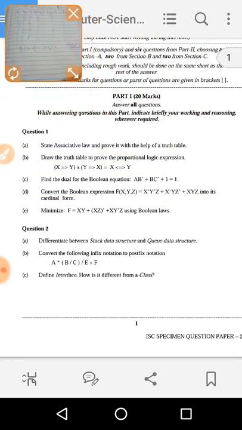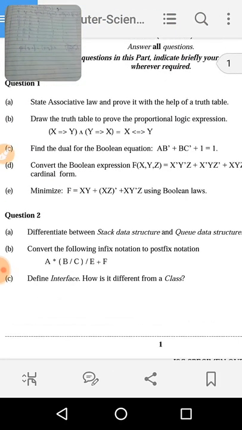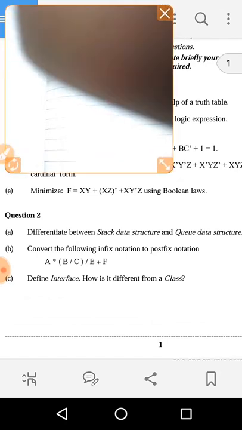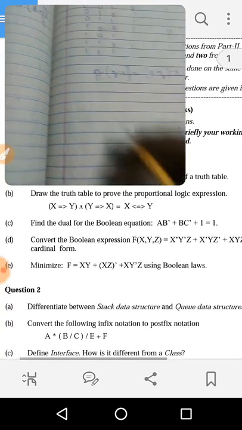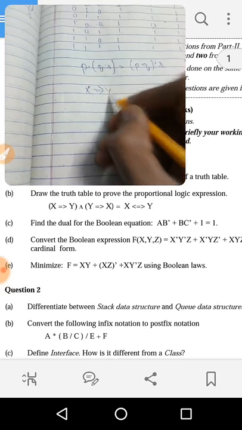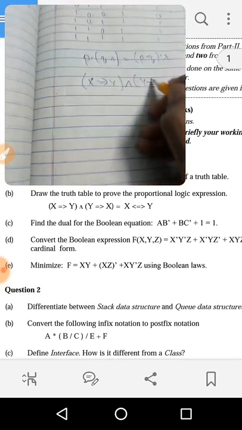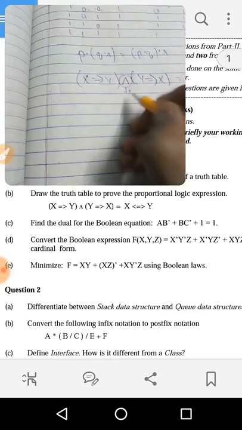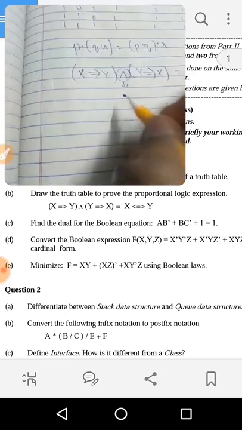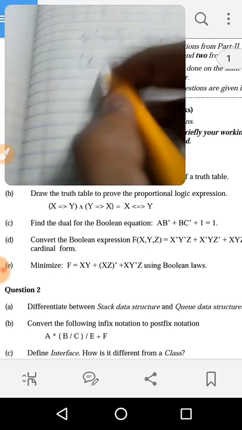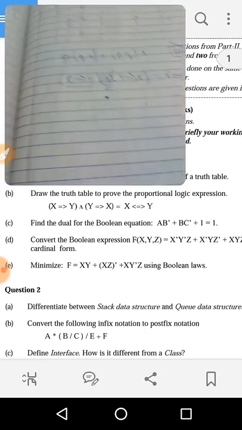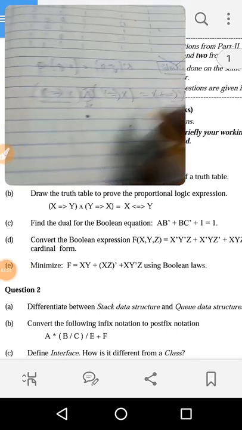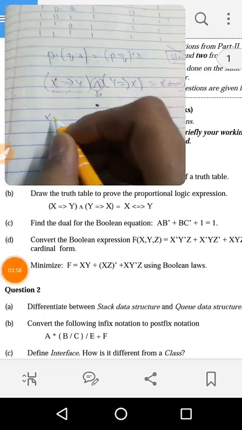Now we're going to see our next question, which is: draw a truth table to prove the propositional logic expression. So I'm going to show you this expression. We have to prove (x → y) ↔ (y → x) equals x. So this sign is OR, and this is conditional, and this is biconditional.